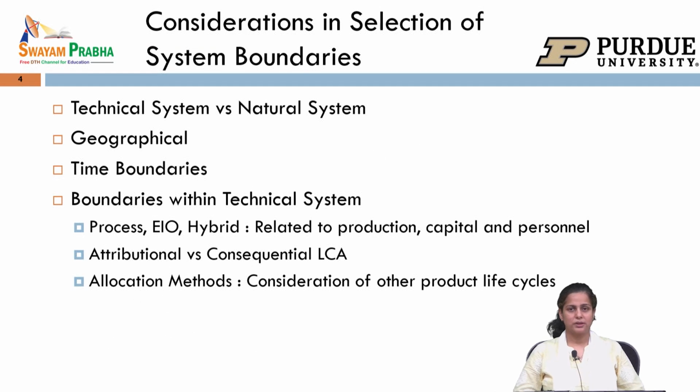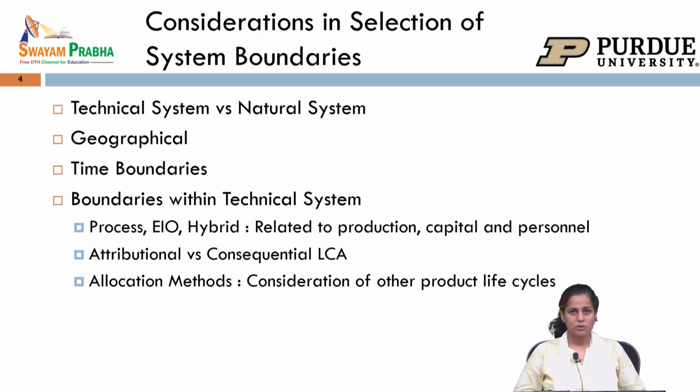Getting started with considerations in selection of system boundaries, there are four main things that we think about when we are thinking about the system boundaries in a LCA study. The first thing is technical system versus natural system. Second is the geographical boundary. Third is the time boundaries, where we are interested in the temporal scale. And then the fourth, which is very important, is boundaries within technical system.